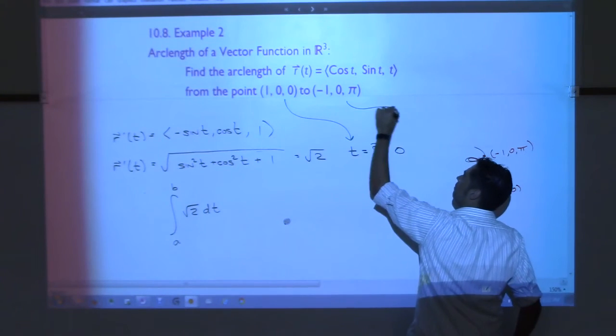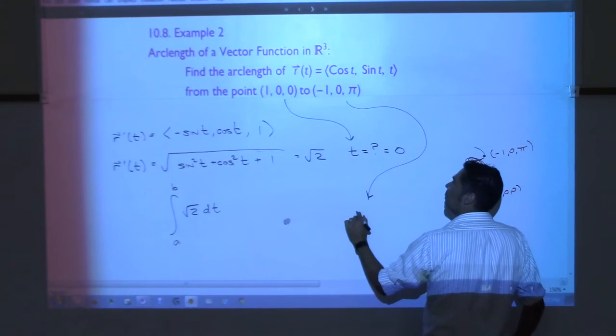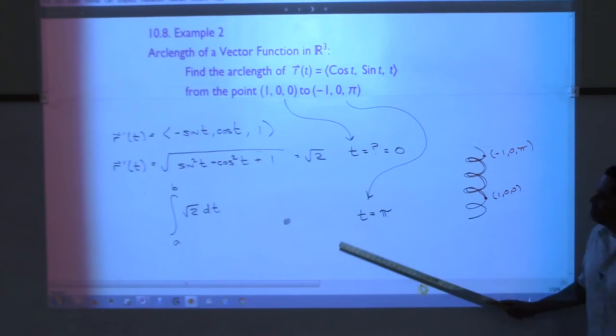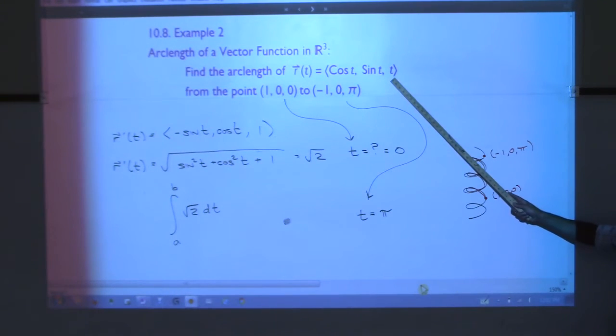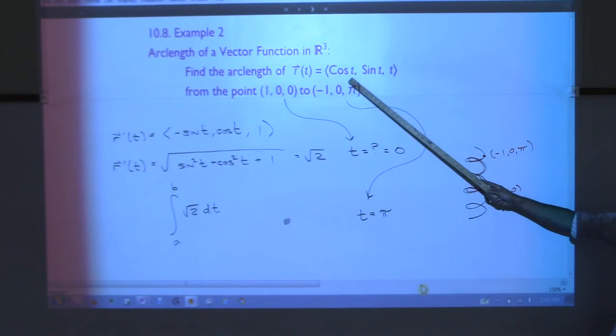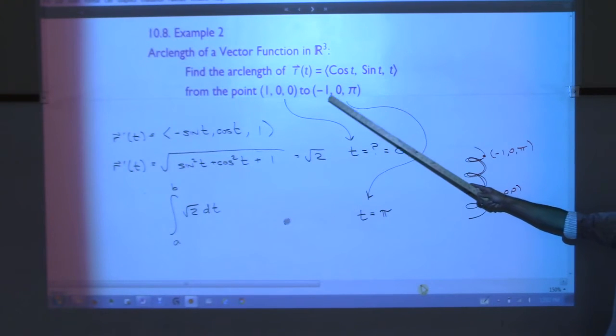So t equals 0 is going to give me that. Now what about this one? To do this, t has to be pi. Again, that's obvious because the last component has to be pi. Sine of pi is 0. Cosine of pi is negative 1.